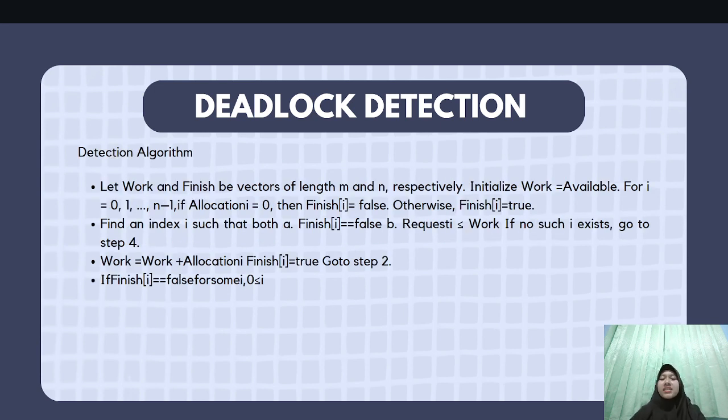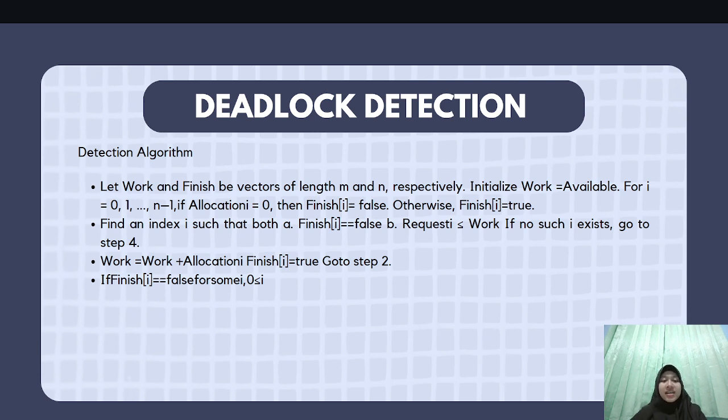Again, the detection algorithm. Let work and finish be vectors of length m and n respectively. Initialize work equals available. For i equals 0, 1, and so on until n minus 1, if allocation equals 0, then finish[i] equals false. Otherwise, finish[i] equals true.